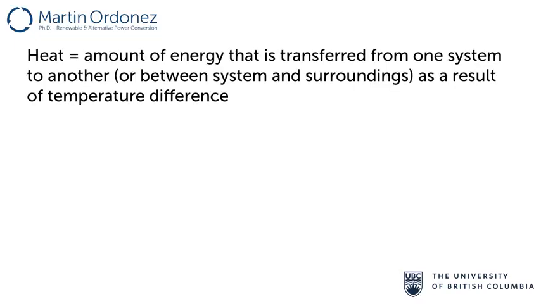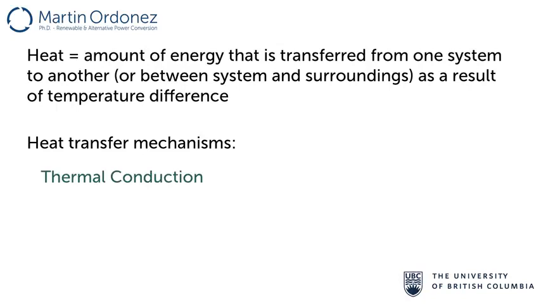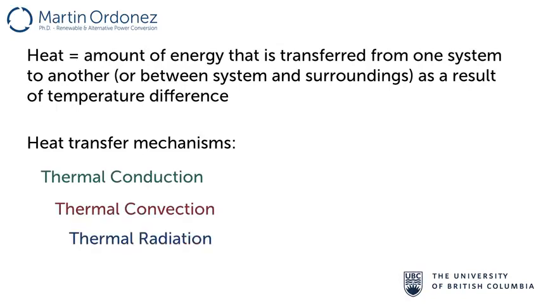Heat is the amount of energy that is transferred from one system to another, or between a system and its surroundings, as a result of temperature difference. Energy transfer originates from the random motion of molecules. Mainly, there are three different heat transfer mechanisms: thermal conduction, thermal convection, and thermal radiation. Heat transfer processes can be quantified in terms of appropriate rate equations. In this video, we are going to focus on thermal conduction.